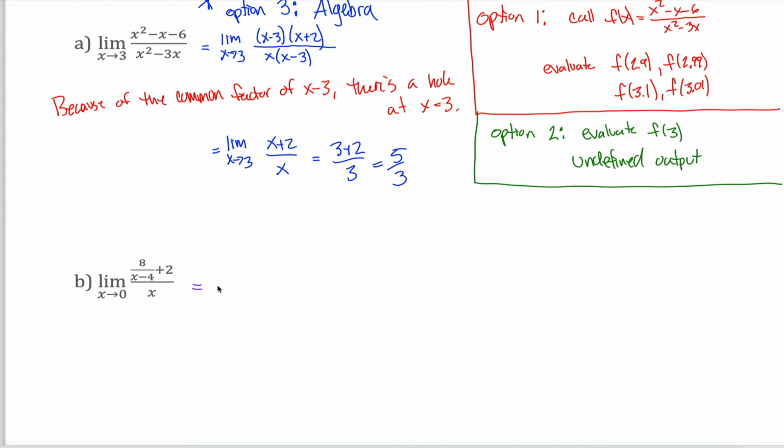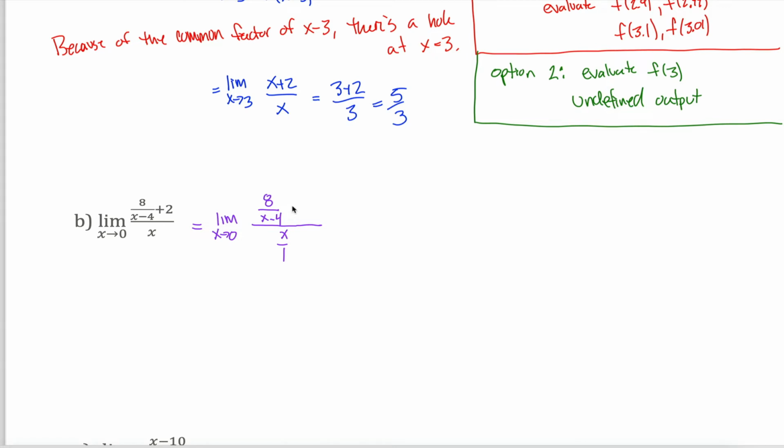I got fractions inside fractions, so what I'd like to do is make this a fraction divided by a fraction. To make x on the bottom a fraction, that's easy, just put it over 1. And then I'm going to make this 2 a fraction by rewriting it as 2 divided by 1. The denominator's in good shape. It looks like a fraction. The numerator, I still have a little bit of work to do, but it won't be too bad.